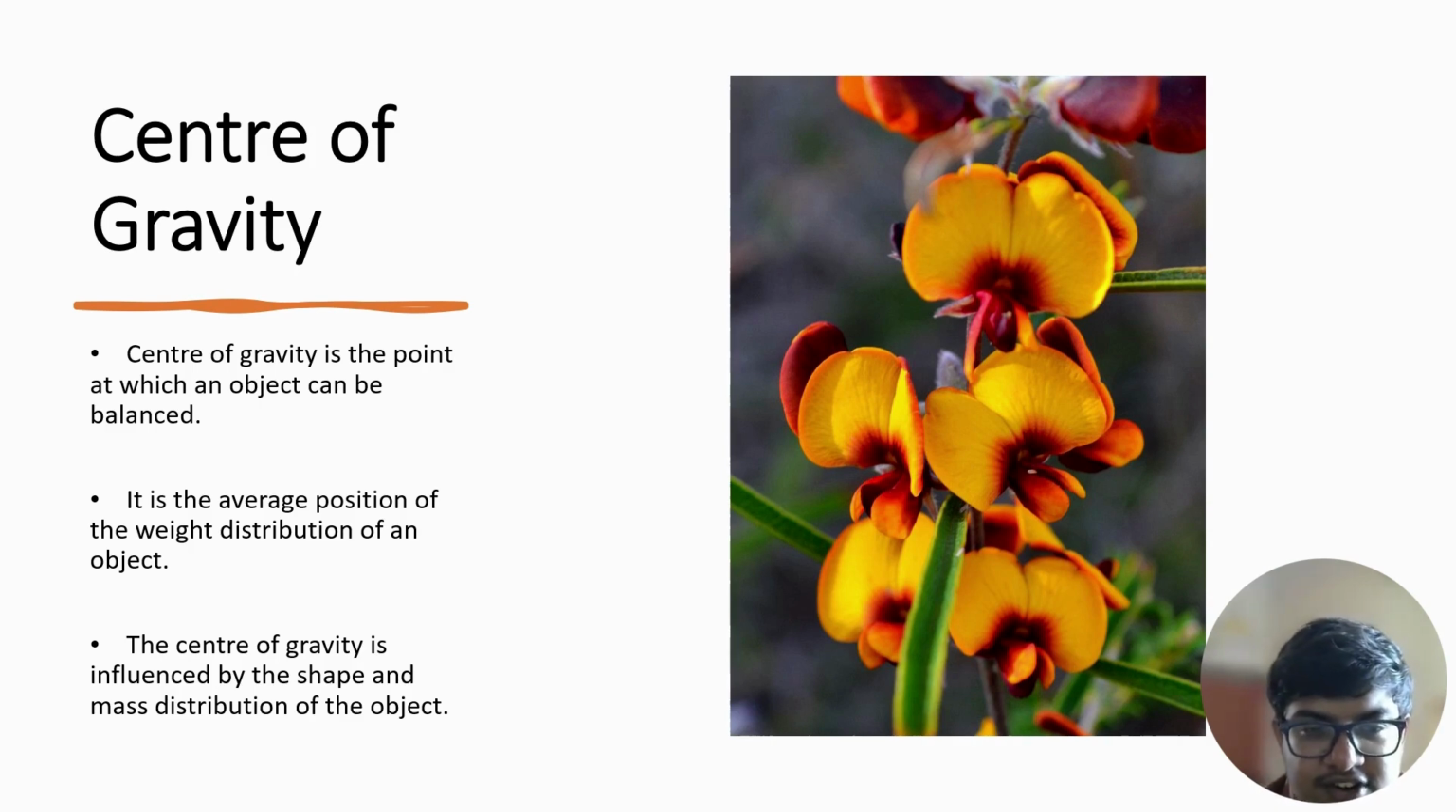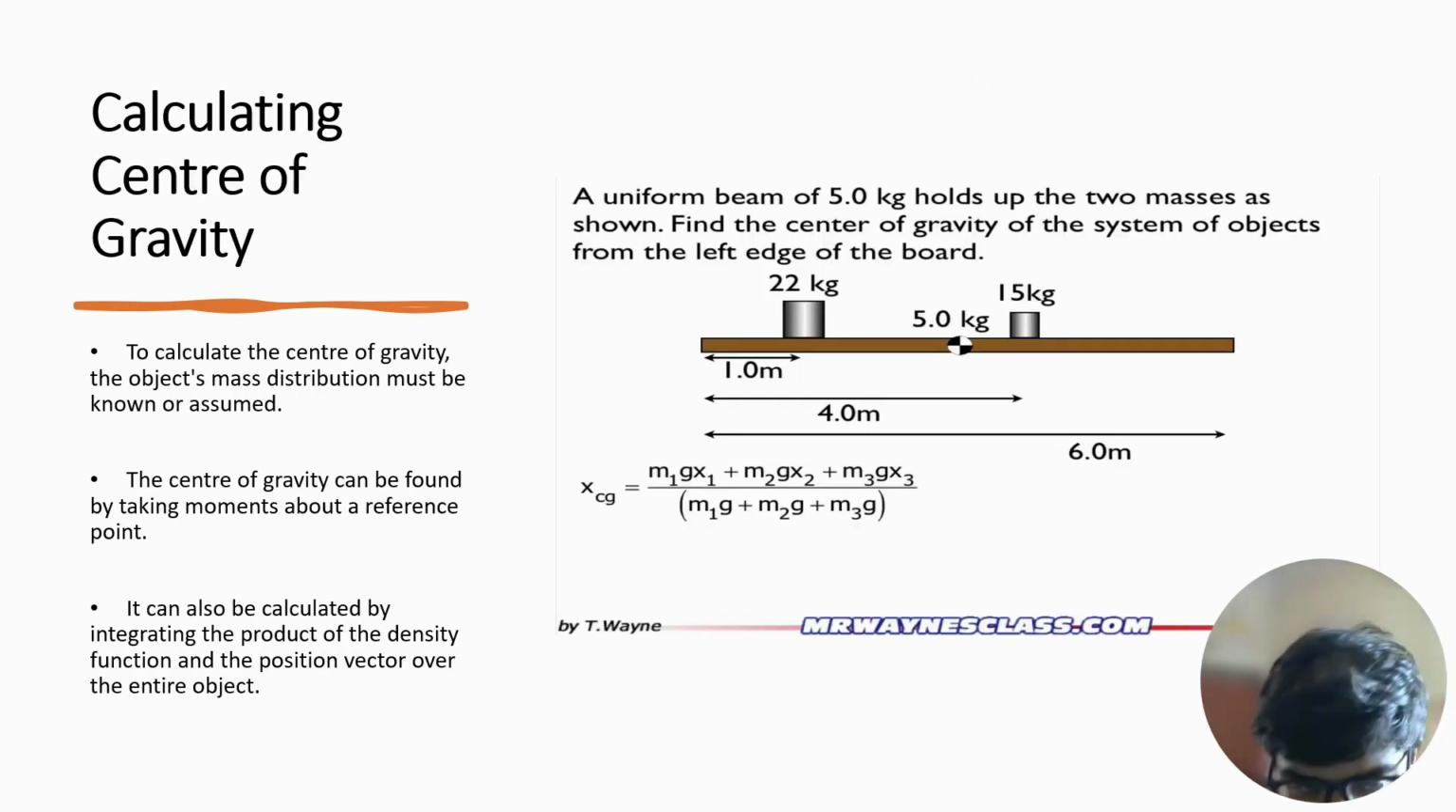So the center of gravity is influenced by the shape and the mass distribution also. Based on its weight, its shape, and how it's distributed, the center of gravity will change. So let's go to the next one.